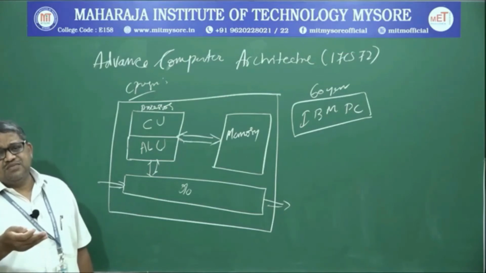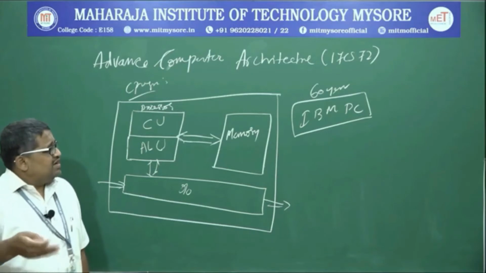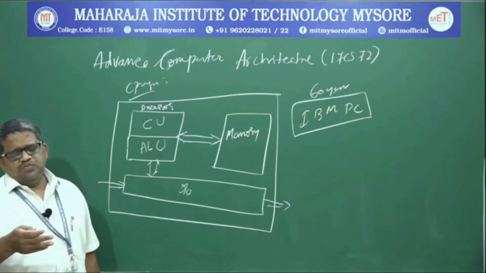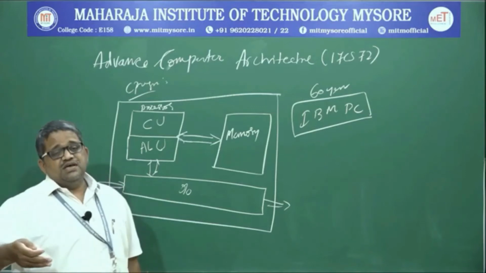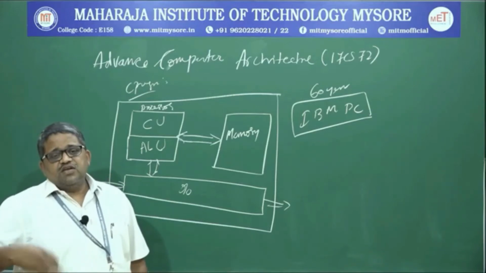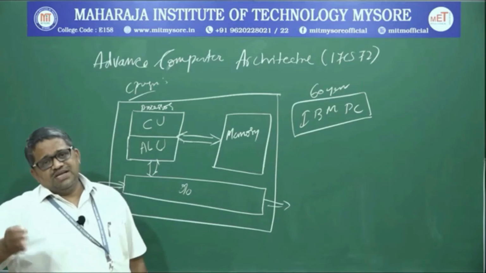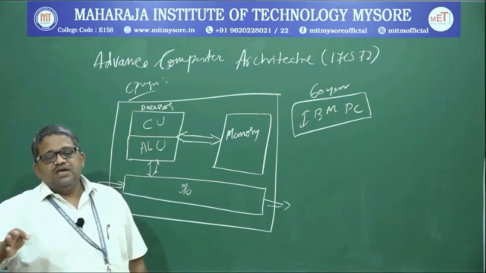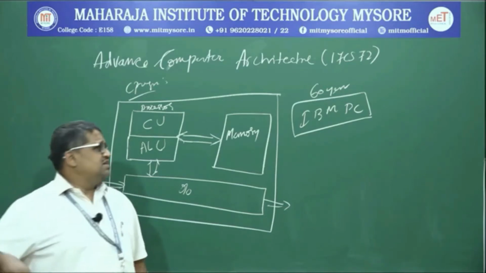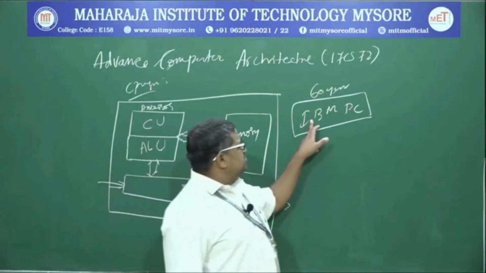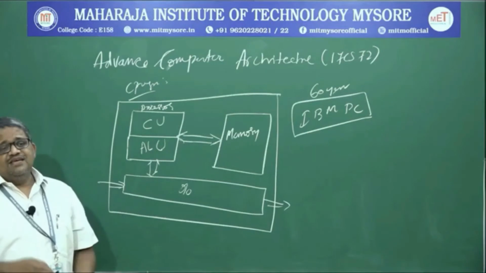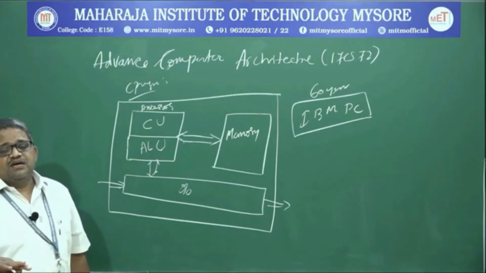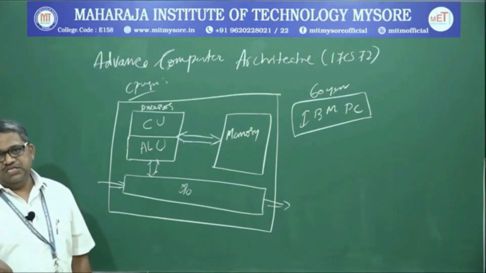It was not known that a computer can be used as a tool for computation. It was not known that a computer can be used in a business application, or for entertainment. It was known only that it is meant for scientific computations. But with the introduction of personal computers by IBM in the late 70s, 72 or 73, the complete picture of a computer started to change.